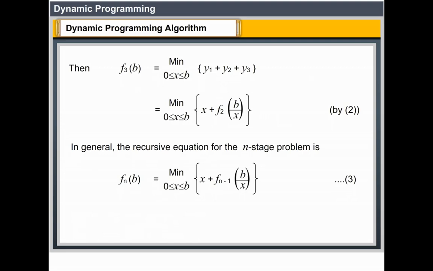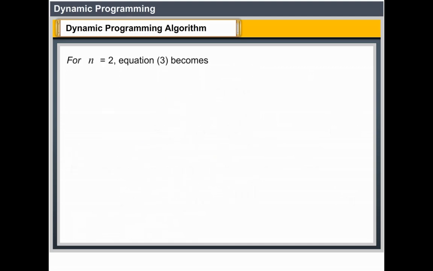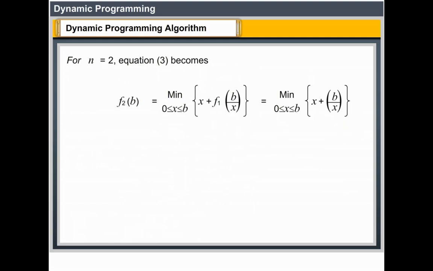To solve the recursive equation for n equal to 2, equation number 3 becomes f2 of b equal to minimum of x plus f1 of b by x for 0 ≤ x ≤ b, equal to minimum of x plus b by x for 0 ≤ x ≤ b. The function x plus b by x will attain its minimum when x equals square root of b.